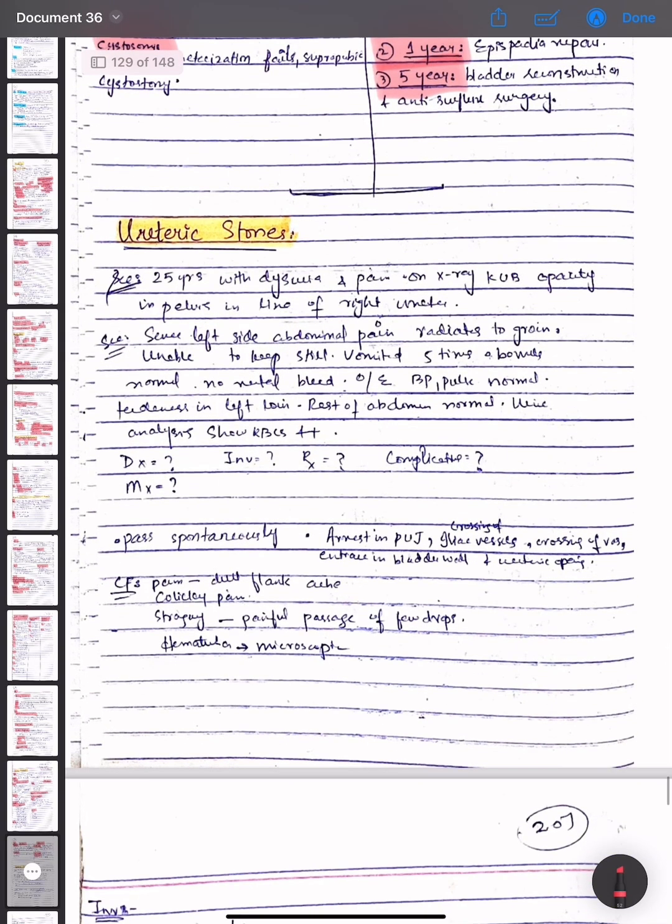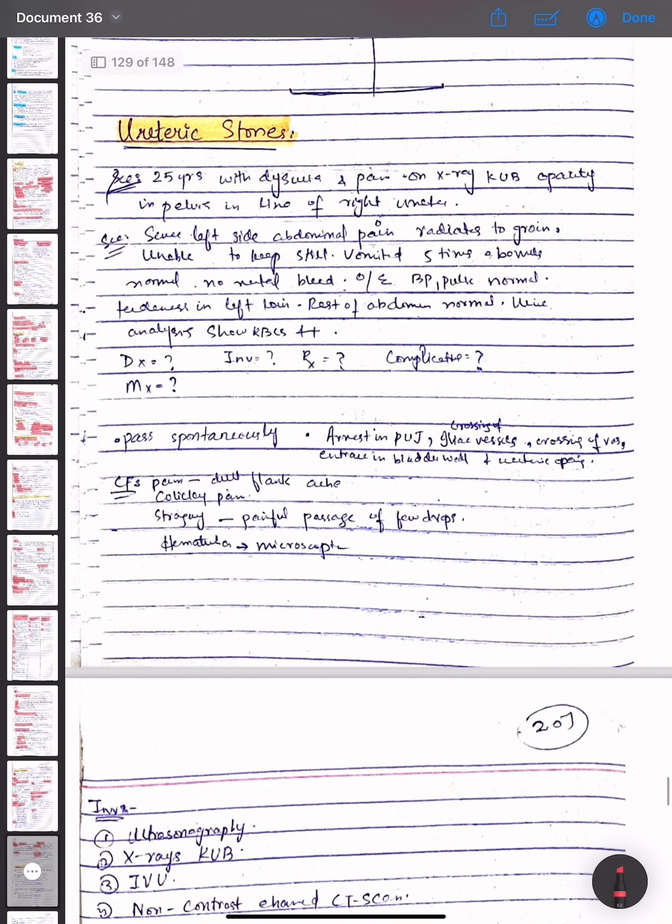Now coming towards ureteric stone. We have a scenario of a 25-year-old patient with dysuria and pain, and on X-ray KUB, an opacity in the pelvis in line with the right ureter. Another scenario is severe left-sided abdominal pain radiating to the groin, unable to keep still, vomited 5 times, bowel normal, no rectal bleeding. On examination, BP and pulse are normal, with tenderness in the left loin. The rest of the abdomen is normal. Urine analysis shows RBCs. What are the diagnosis, investigations, treatment, complications and management?